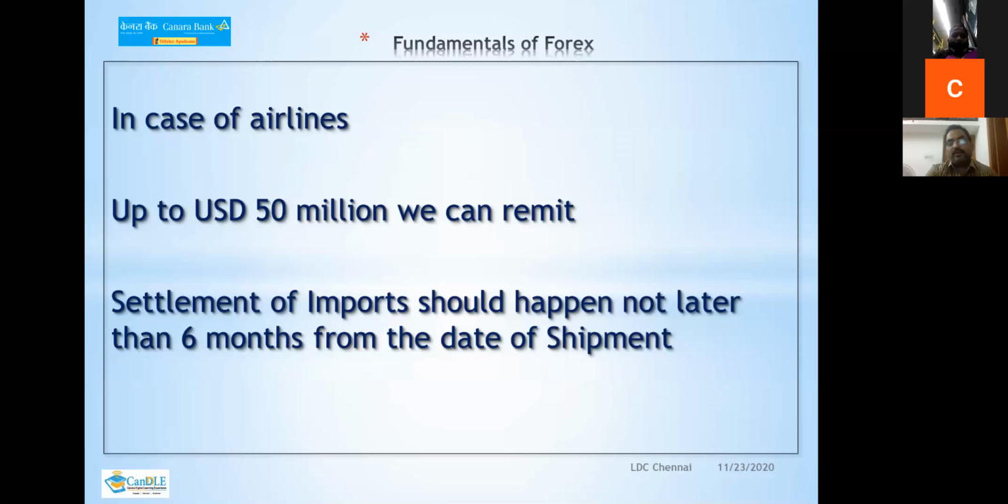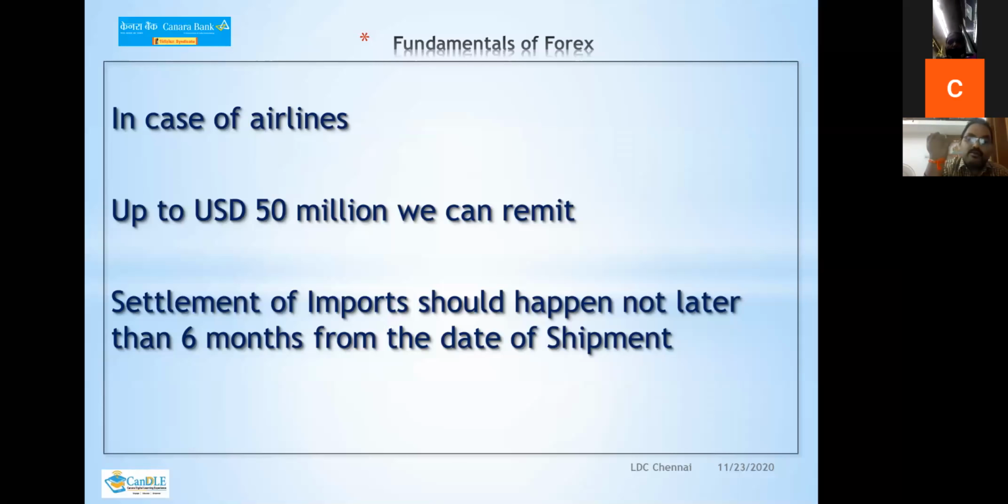is a requirement. Then very important, settlement of exports. Once export is made, import is made, what is the timeline? So I have not made any advance payment. Now next case, this is about advance payment if I made. Now I am not making any advance payment.